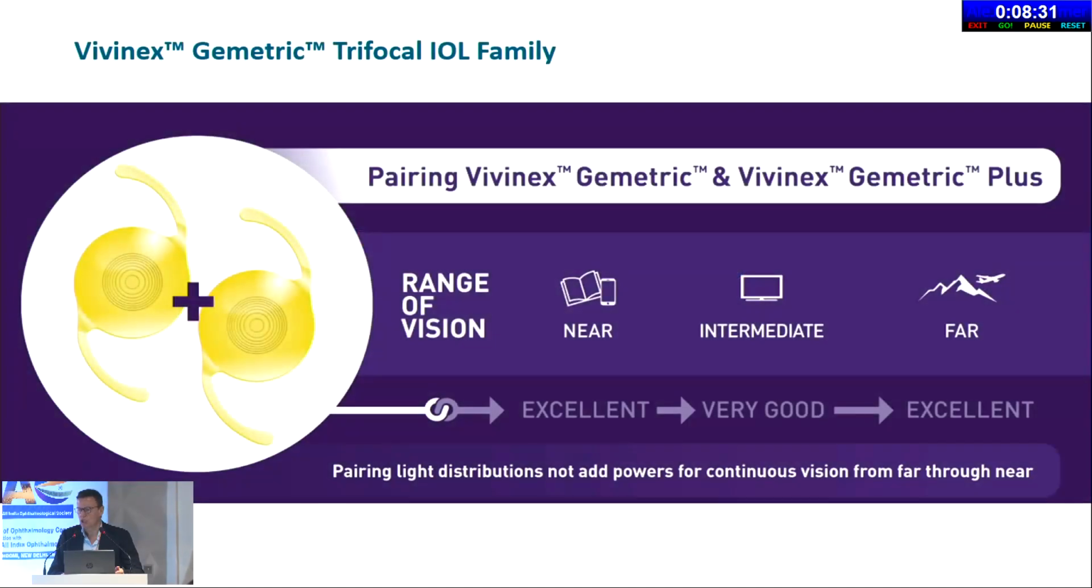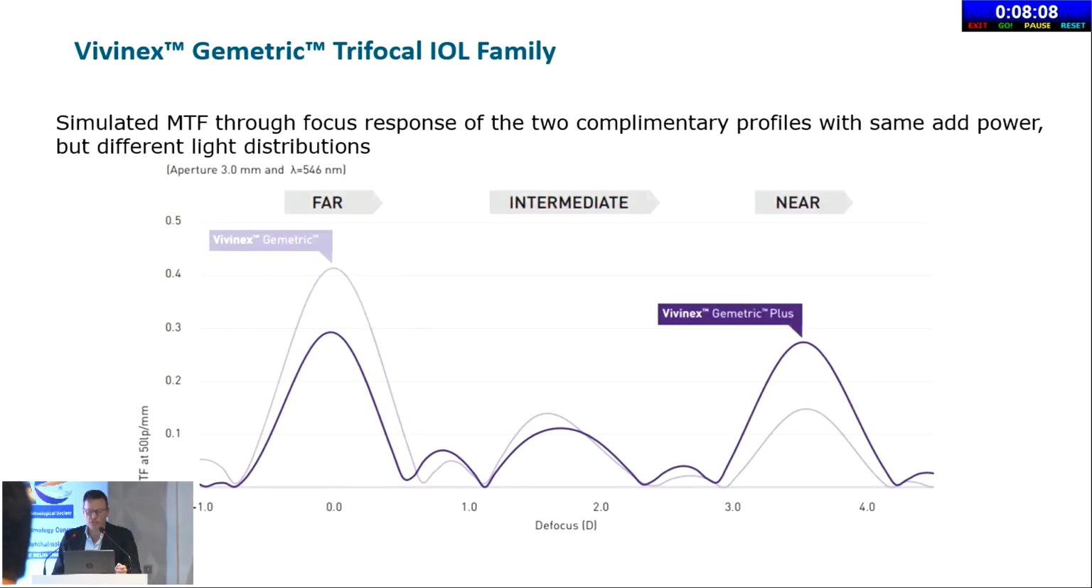And I will explain to you how it works and what the difference in quality is between mix and match and pairing. So as I said, the geometric gives a higher light distribution for distance and intermediate, and the geometric plus, of course, for near. How does this look? The focus curve is almost the same, and the only difference is the light distribution. Here you can see the difference for distance, so more for the geometric, and in the geometric plus group there is more light going for near.